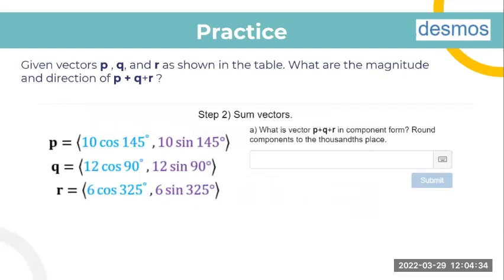All right, so moving on to step 2. Now you need to add these vectors. So what is the sum of P plus Q plus R in component form? And for your decimal answers, you go to the thousandths place, please.